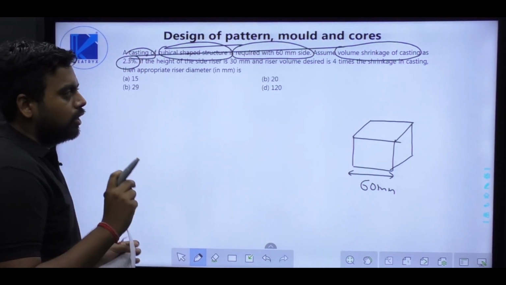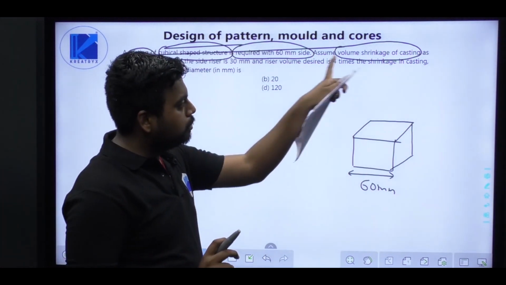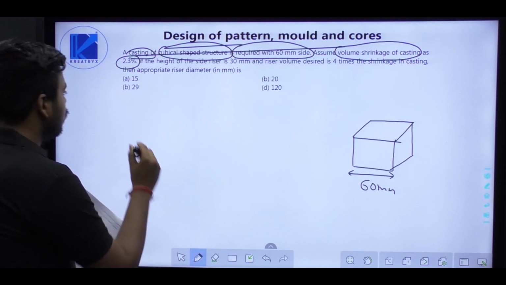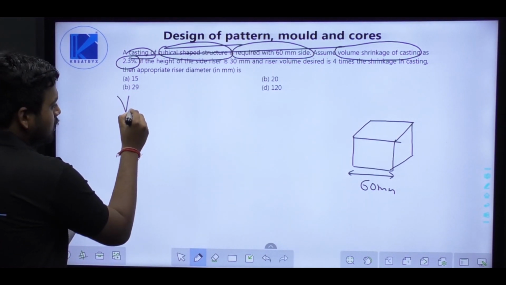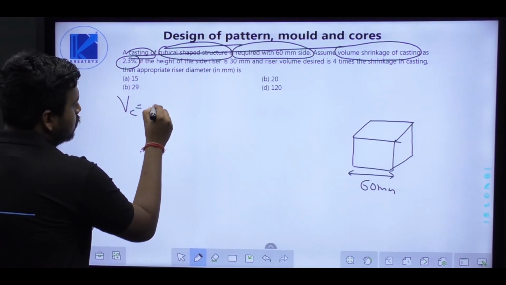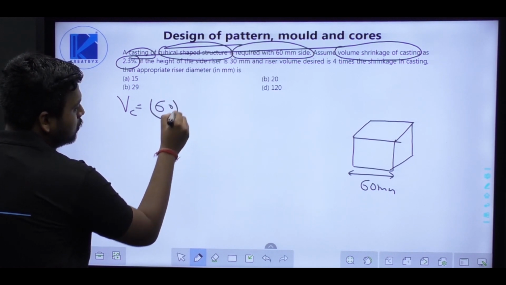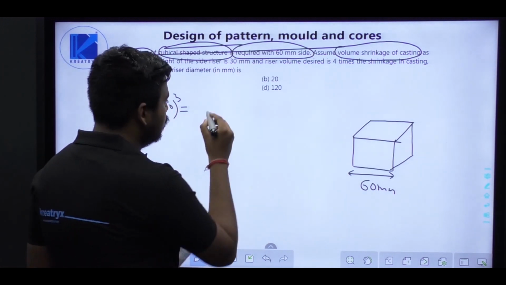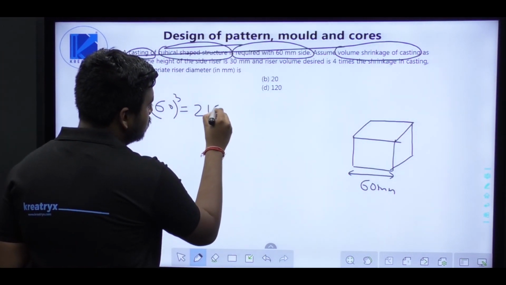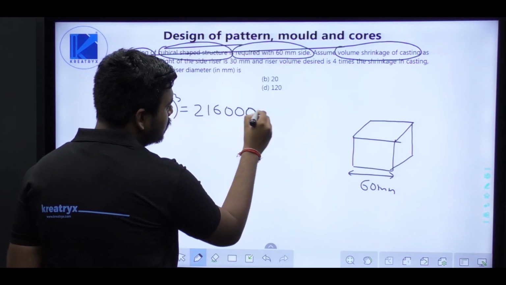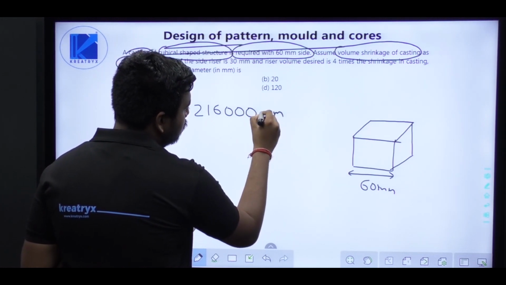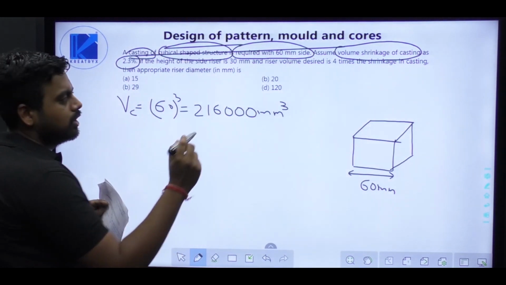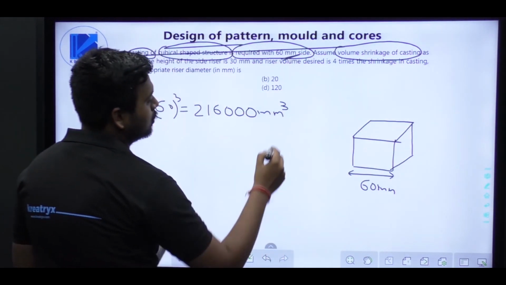So first of all, in order to calculate the volume shrinkage of casting, we have to calculate the volume of casting. So the volume of casting denoted by VC can be written as 60 cube. Why 60 cube? Because it is cubic in structure. So the value of 60 cube will be basically 216,000 mm cube. Why mm cube? Because the dimensions are in mm, as you can see from this question.